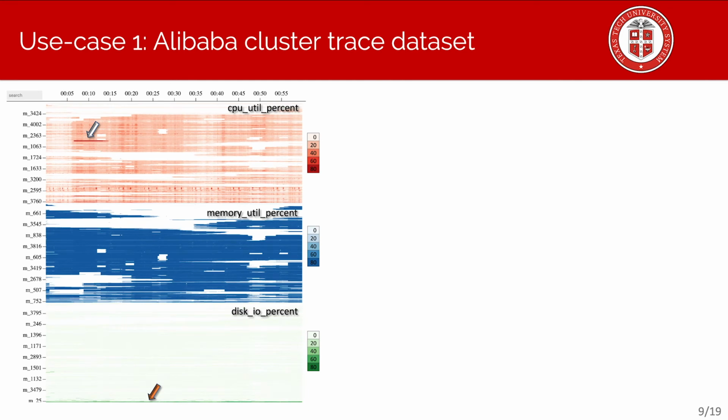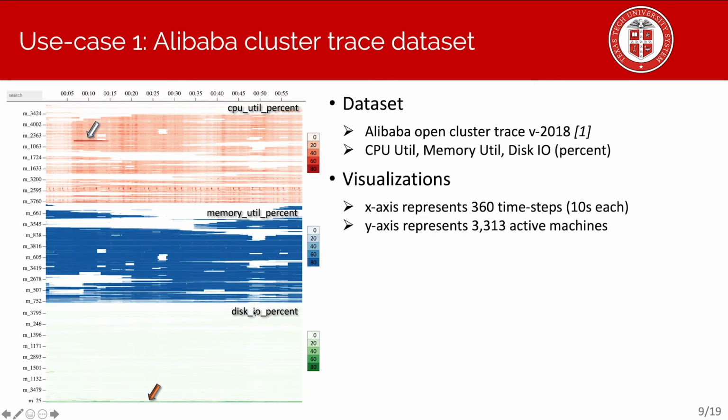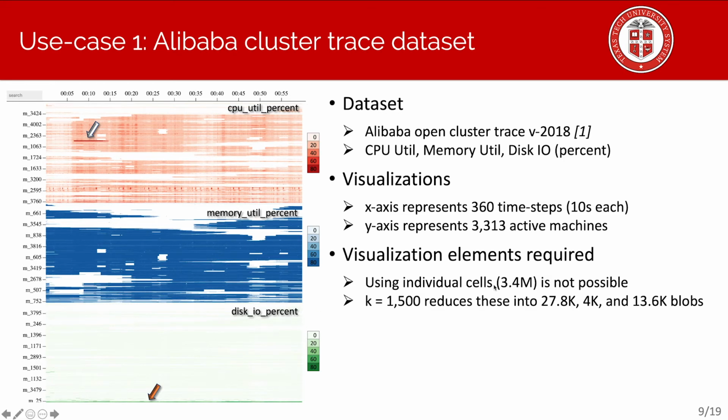Use case number 1: we applied it to the Alibaba cluster trace dataset version 2018, on CPU utilization percentage, memory utilization percentage, and also IO percentage. The x-axis contains 360 time steps. The y-axis represents 3,000 active machines at this time. If we use the conventional approach, it would require about 3.4 million cells to visualize the same information. With k set to 1,500 in this case, it is reduced to 27,000 blobs for the first variable, 4,000 blobs for the second variable, and about 14,000 blobs for the third variable.